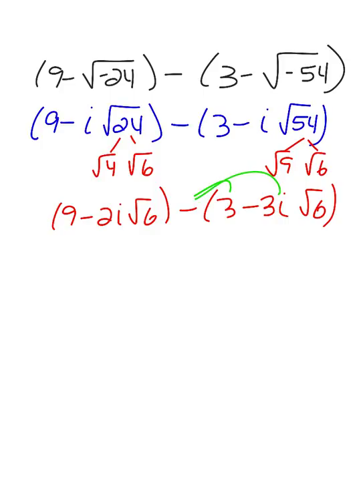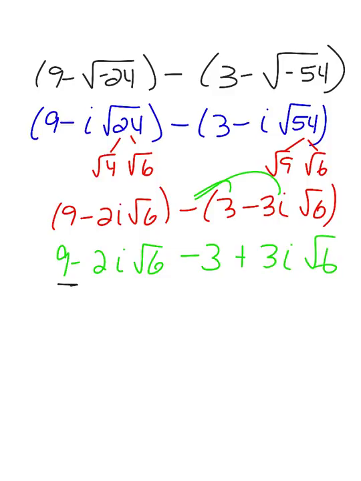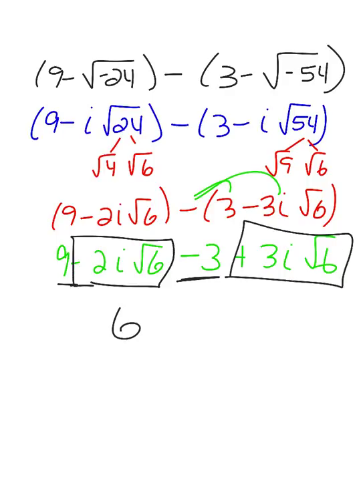Make sure you distribute the negative. So it's 9 minus 2i, the square root of 6, minus 3 plus 3i, the square root of 6. Combine like terms, 9 minus 3 is 6. Negative 2i, the square root of 6, plus 3i, the square root of 6, would be positive 1i, the square root of 6.